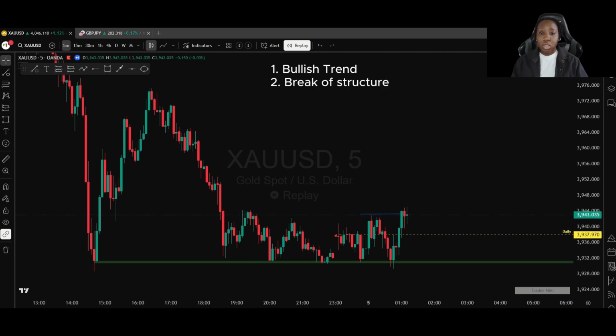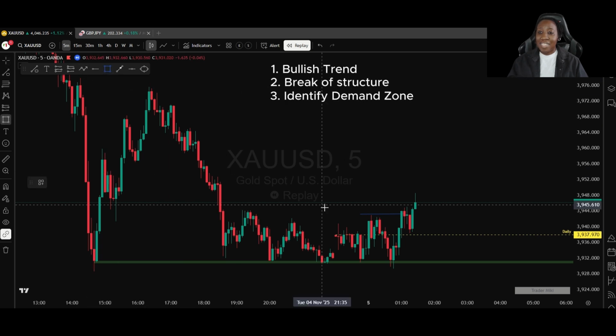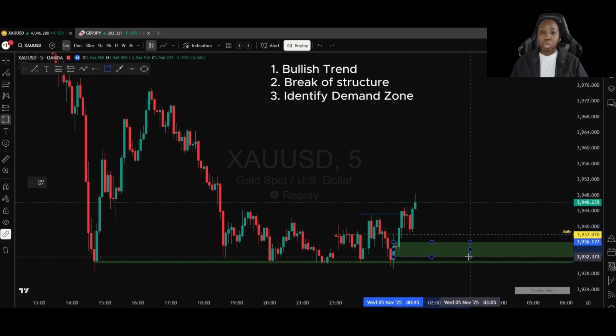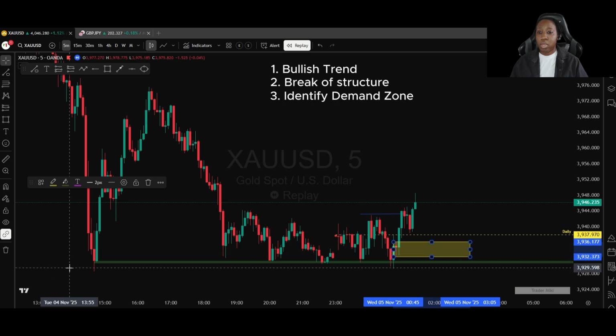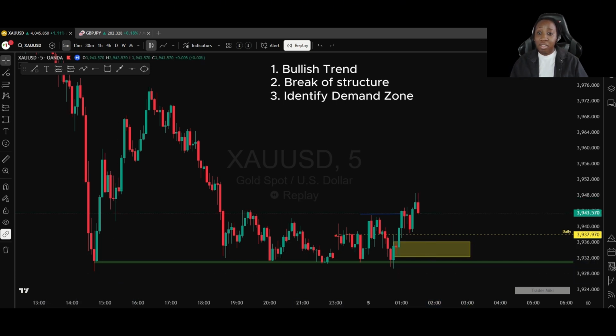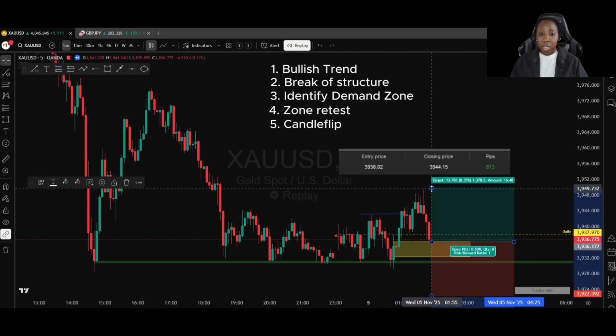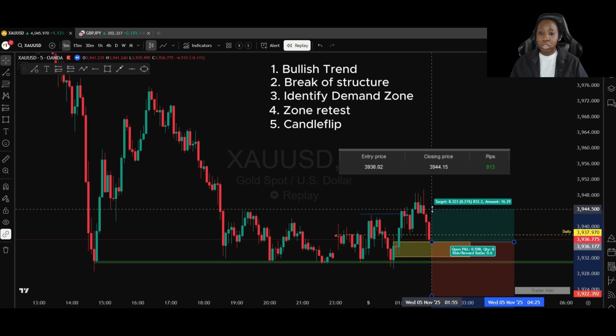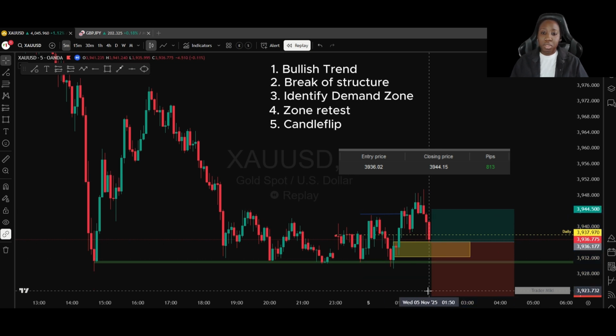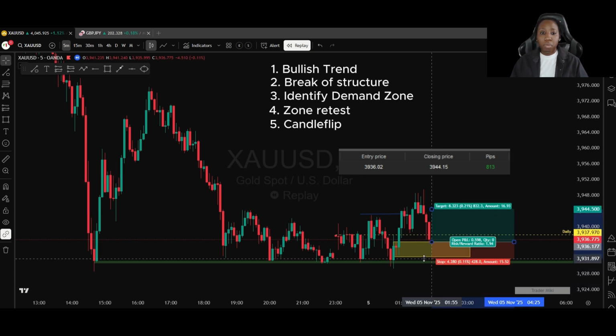Once the high was broken, I marked my demand zone. And it's this last bearish candle before the push up, so top wick to bottom wick. When price pulled back, this 5-minute candle tapped my zone and closed just above it. I took a candle flip entry here and the next candle made a bottom wick and I got in when it flipped bullish. Stop loss was around 40 pips. I took a 1-to-2 risk reward and closed around 81 pips.